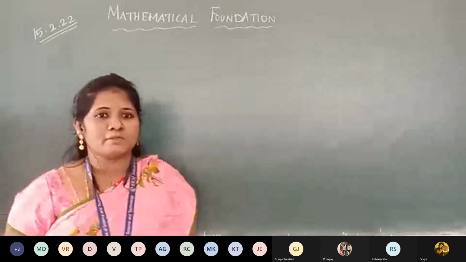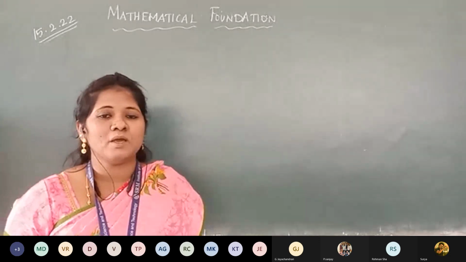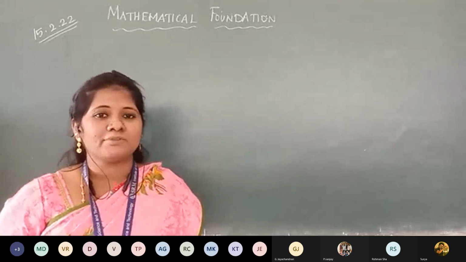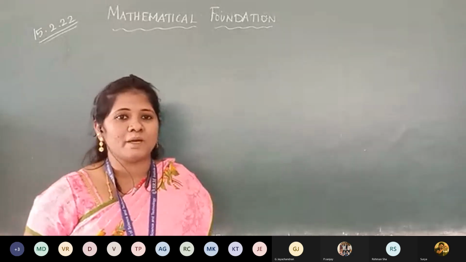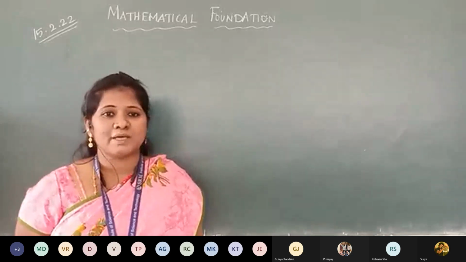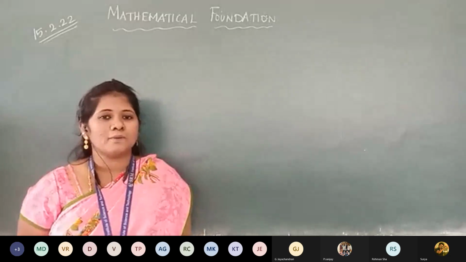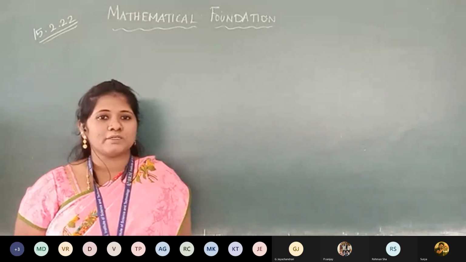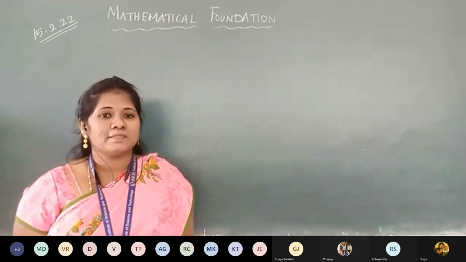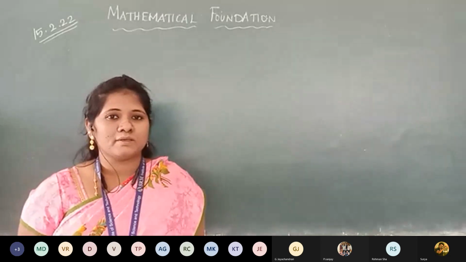We had started with matrices. In matrices, you'll have to know what a matrix is: a rectangular arrangement of rows and columns. After that, you should know the types of matrices: the diagonal matrix, the scalar matrix, and the identity matrix. Okay, for 2 cross 2, what is the identity matrix, and for 3 cross 3, what is the identity matrix. Then we went into triangular matrices, upper triangular and lower triangular.